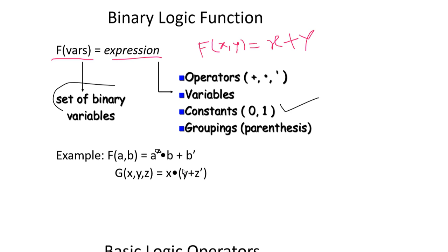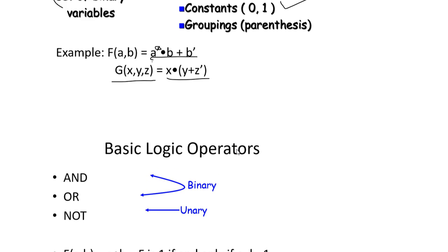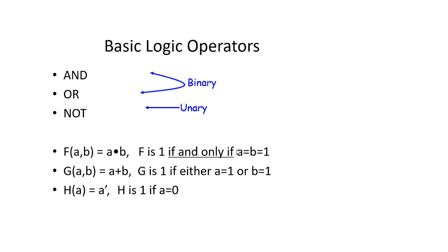When we are studying Boolean algebra, there we study the complete function. You just remember this: a prime dot b plus b prime. This is called an expression. Here a three-variable function is taken, that is g of x comma y comma z. Its expression is x dot y plus z prime, or you can call it x dot y plus z bar. And now you see some basic logical operators, or logic operators.